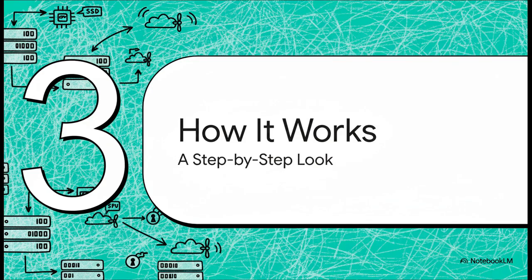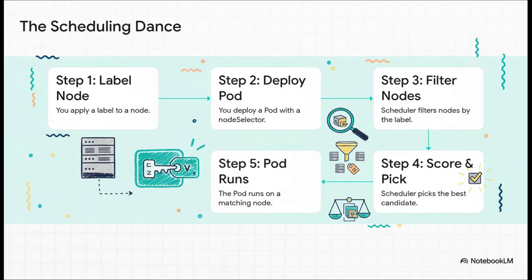So, you might be wondering, how does this all work behind the scenes? Well, it's actually a pretty simple and elegant process. Let's walk through it. Think of it like a 5-step dance. First, you as the cluster admin go in and apply some labels to your nodes. Simple enough. Then, you, as the developer, deploy your pod with that node selector in its spec. From there, the Kubernetes scheduler takes over. It immediately filters its big list of all nodes down to only the ones that have your matching label. From that smaller, pre-qualified list, it does its normal, awesome job of scoring them and picking the best one based on resources. And boom, your pod lands on a perfectly matched, healthy node.